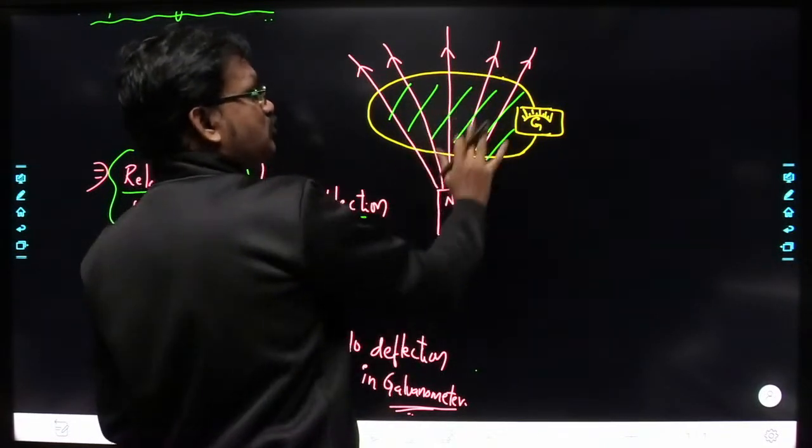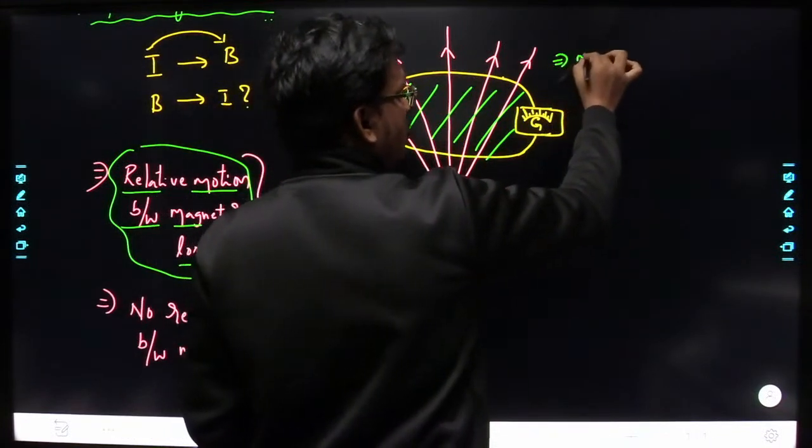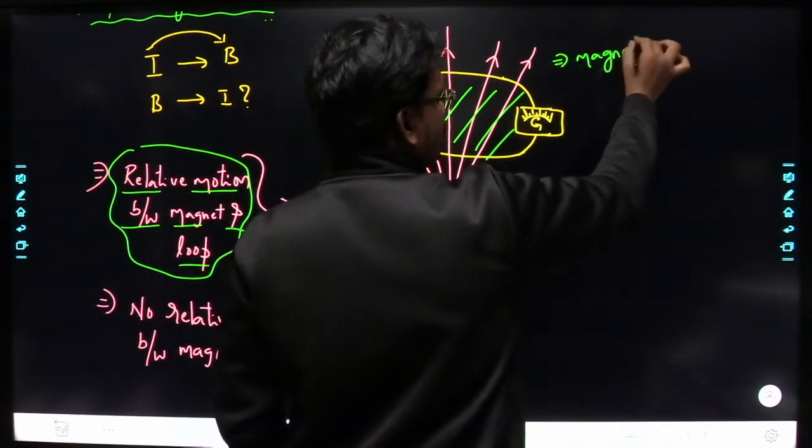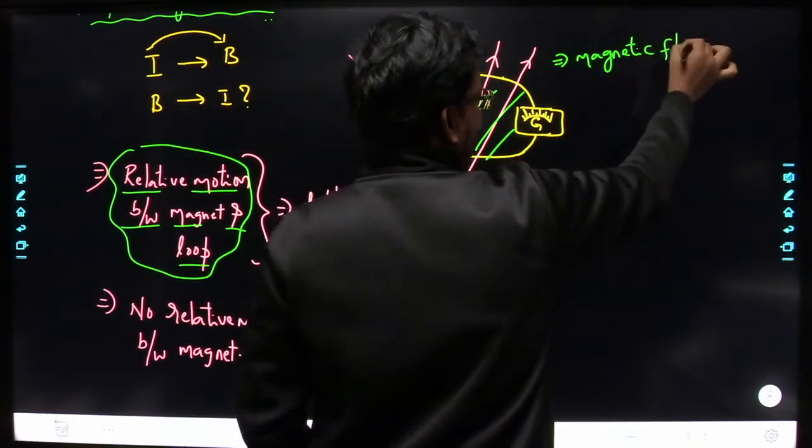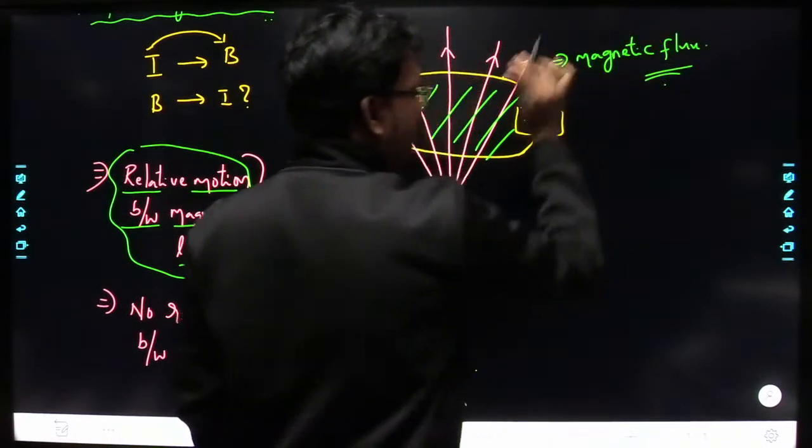Okay. The number of field lines penetrating through this surface, we call it as a magnetic flux. Right? Okay. So what do you mean by magnetic flux here?